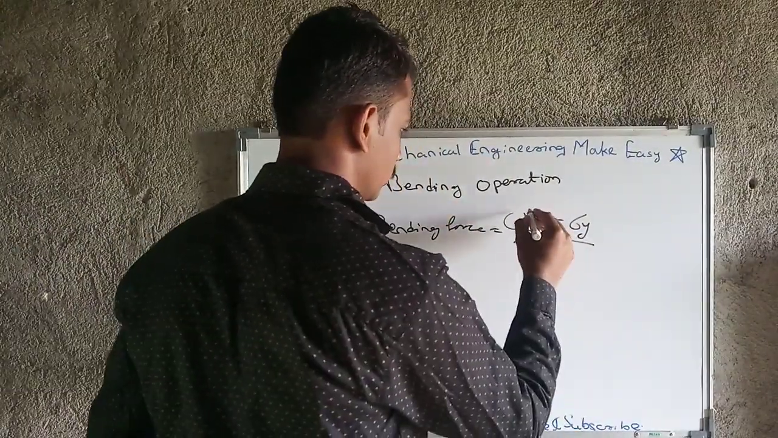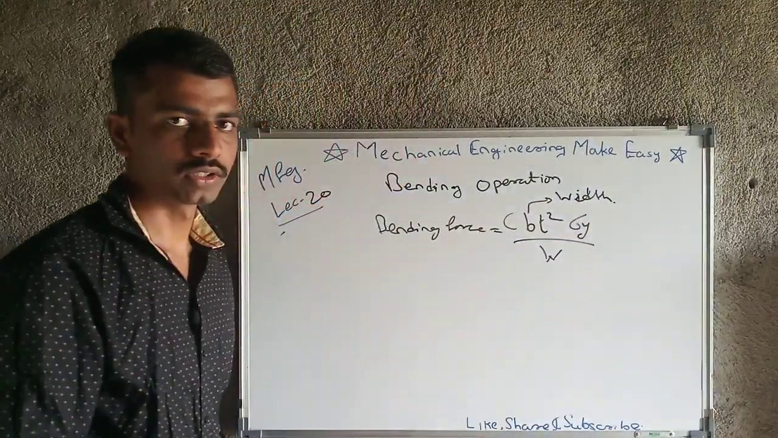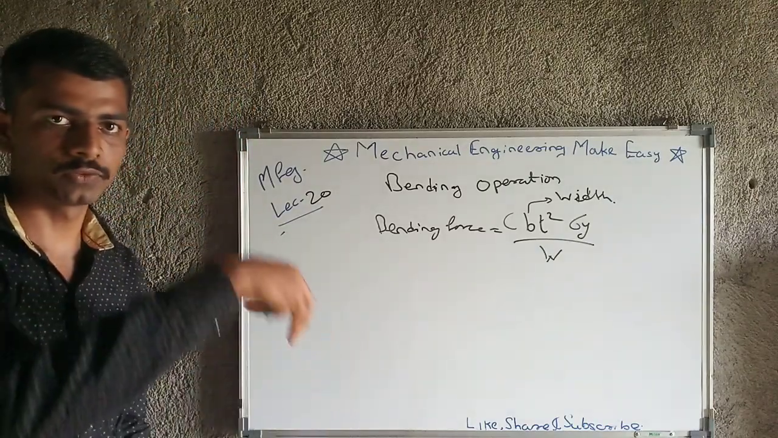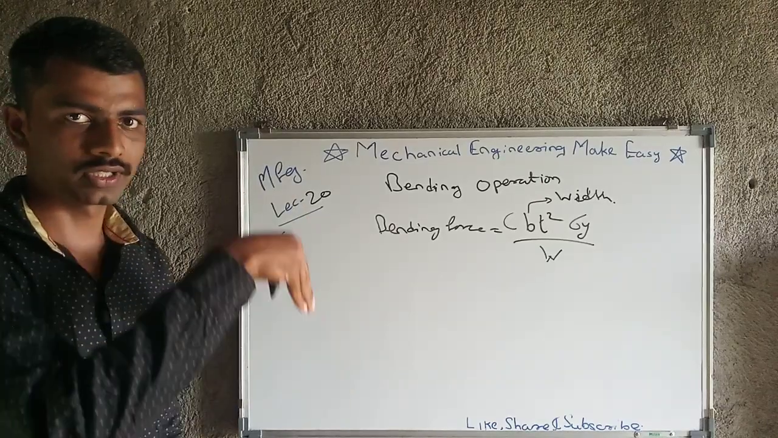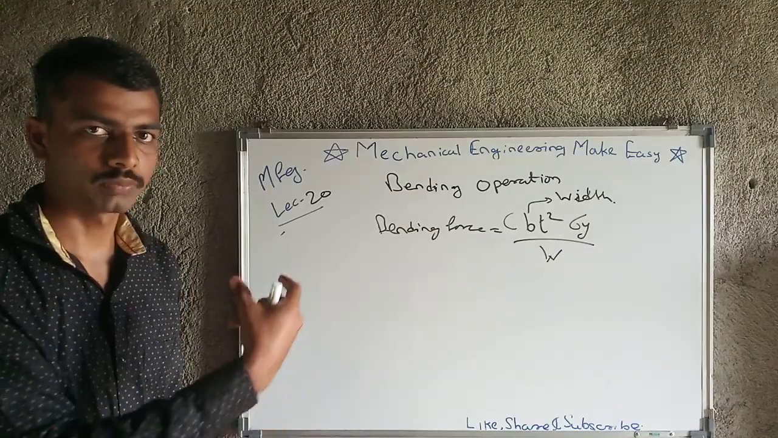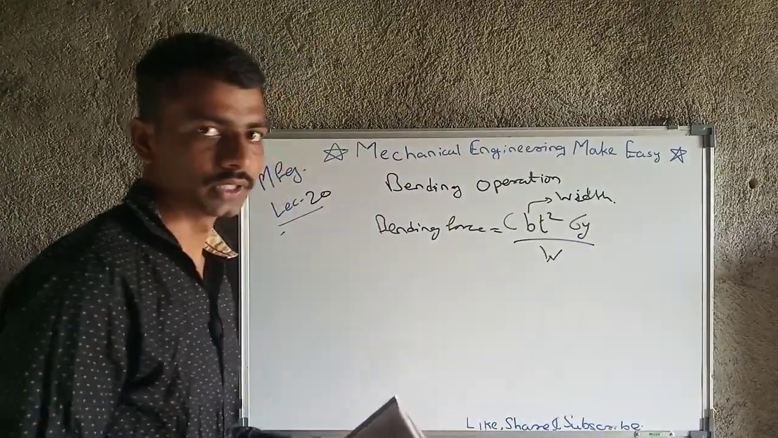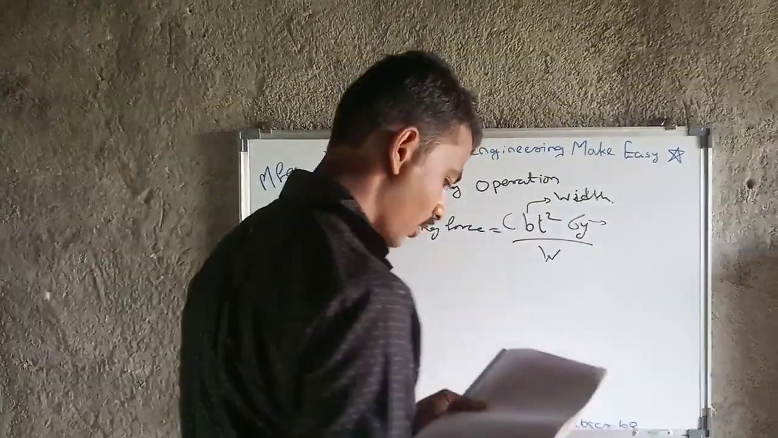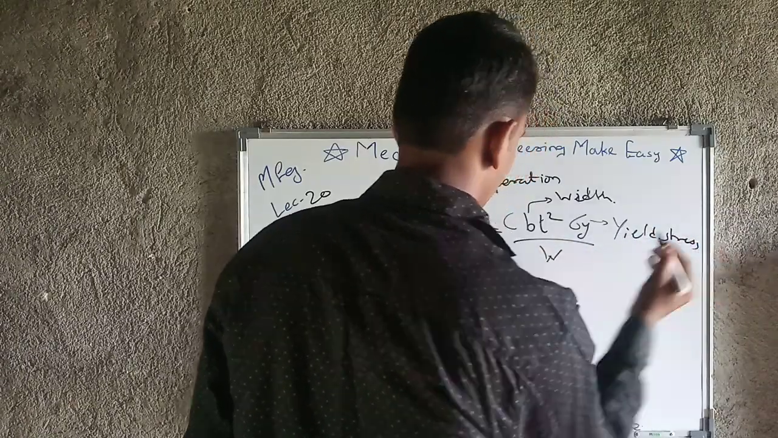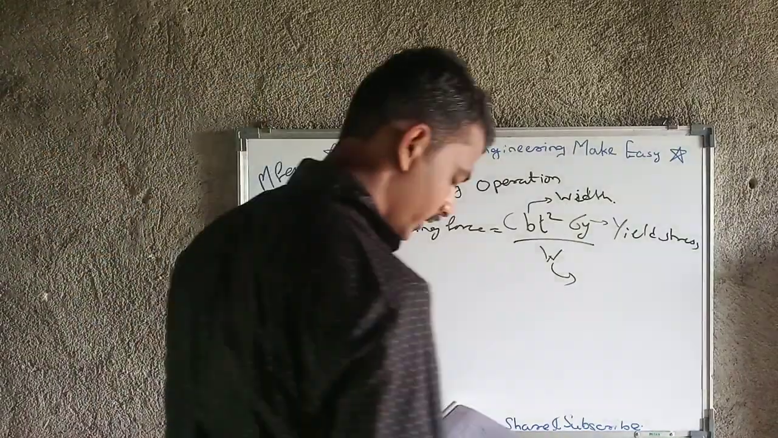First, B is the width of the component. At the output we will have one width. I have shown you the front view, but if you see the top view, you will get to know the width of that strip, the width of that sheet, or the width of the component. T is the thickness, we know. Then sigma y is the yield stress. Then there is one term, capital W, and W is the width of the die opening.